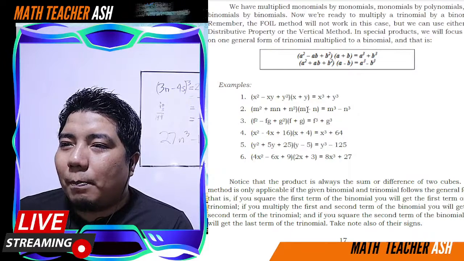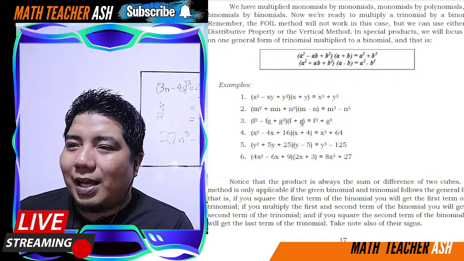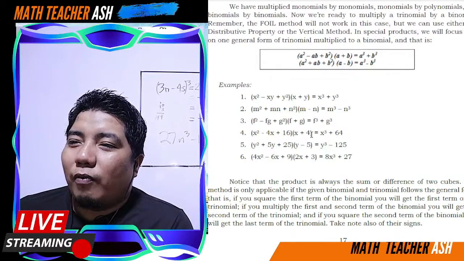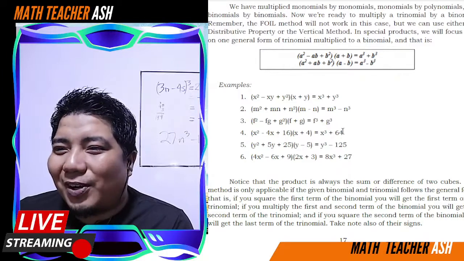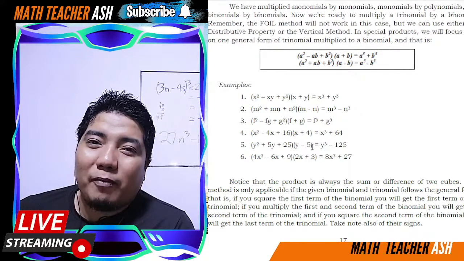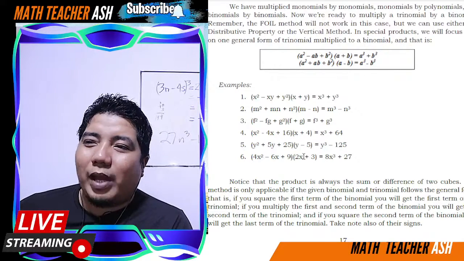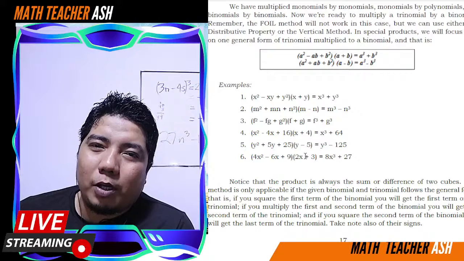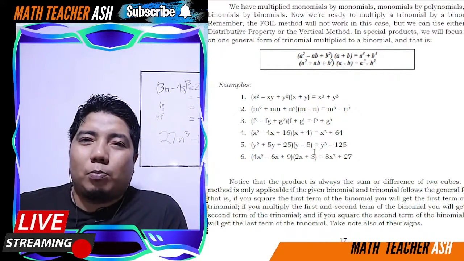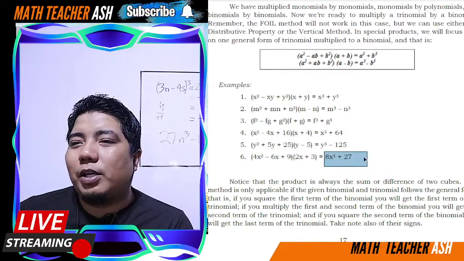Dito, m cube minus n cube. Ito, f cube plus g cube. Ito, x cube plus 4 cube. Ano bang 4 cube? 64. Alright. Ito, y cube minus 5 cube. Ano bang 5 cube? 5 times 5 times 5, 125. Same here, 2x. So, 2x cube. Ano ba yun? 2x times 2x times 2x. That is 8x cube. 3 cube. 3 times 3 times 3, that is 27. Okay, and that will be your final answer.